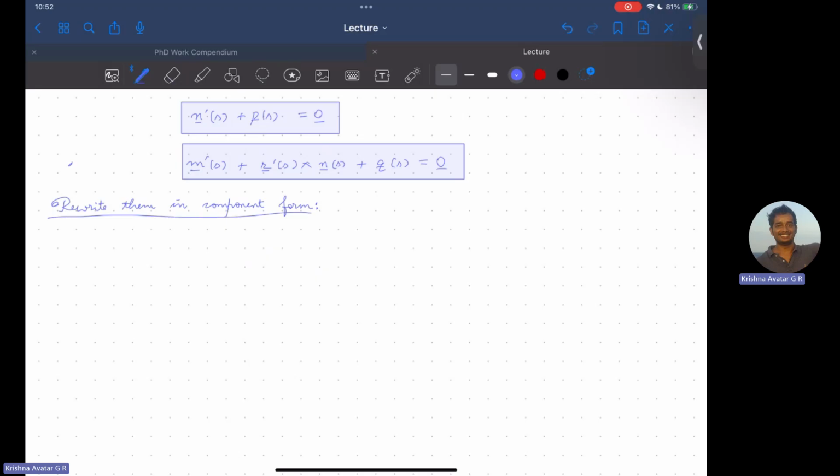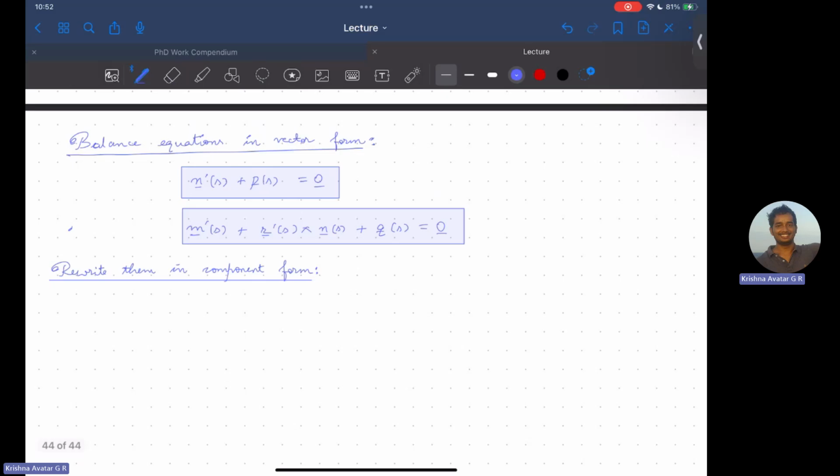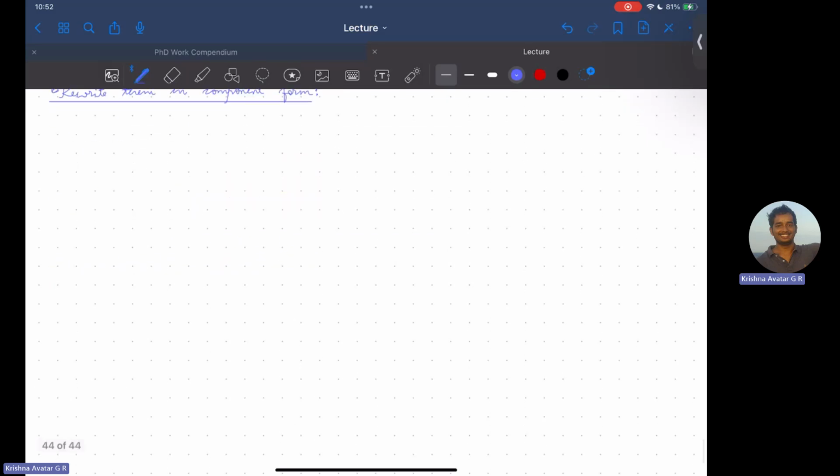Before we do that, we want to recall some of the things that we learned in the lectures on space curves. We had determined the evolution of the director basis d1 of s, d2 of s, and d3 of s.